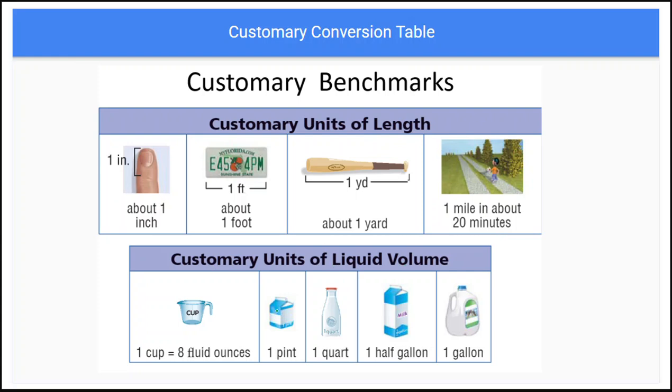Customary units of liquid. Well, we have a cup. You have 2 of these, that makes a pint. You have 2 of these, that makes a quart. You have 2 of these, and that makes a half gallon. You have 2 of these, and that makes a gallon. Okay? It's really hard to memorize. A lot of people have trouble with it. Now, this is too much to focus on for one lesson. So for this lesson, we're just going to talk about inches and fractions of an inch.